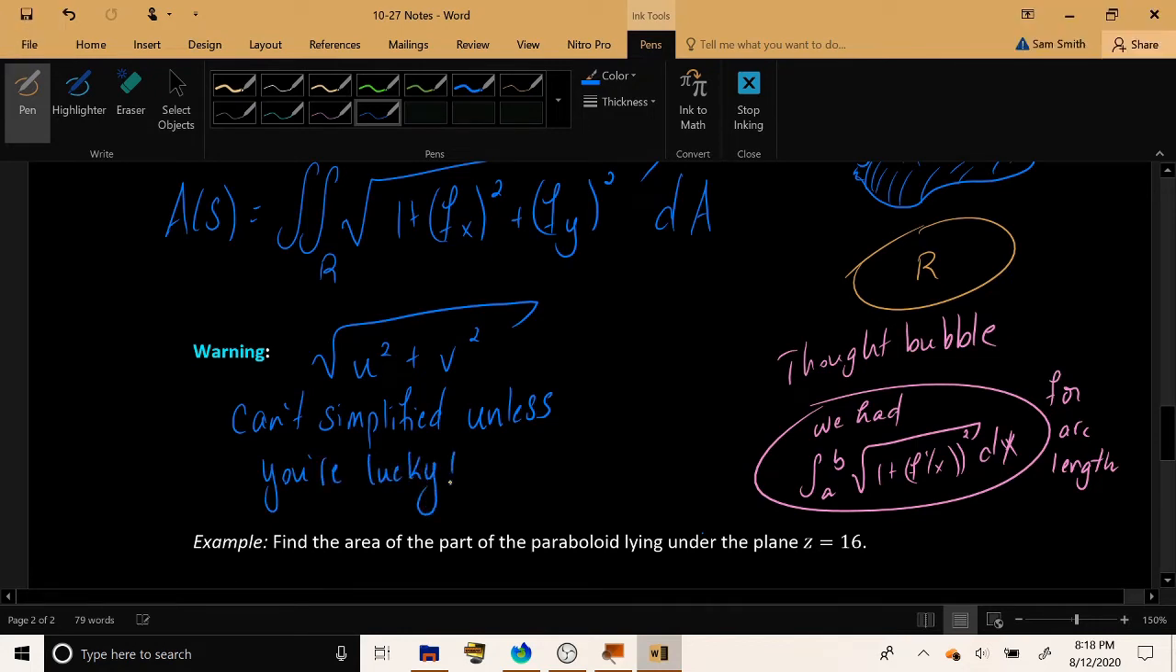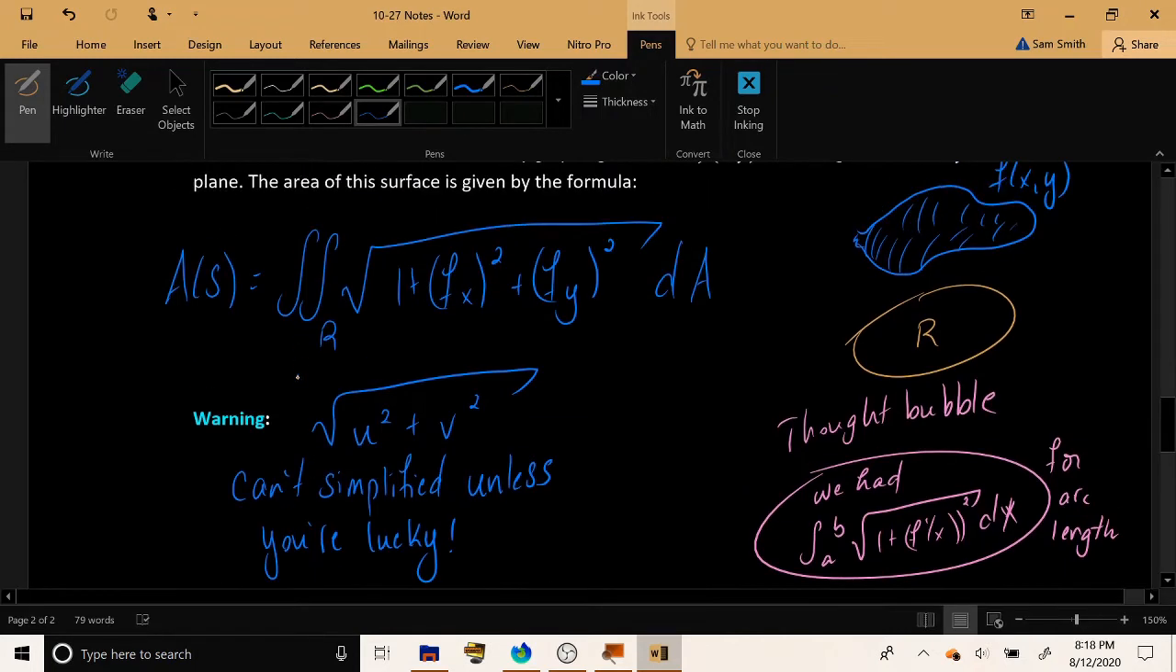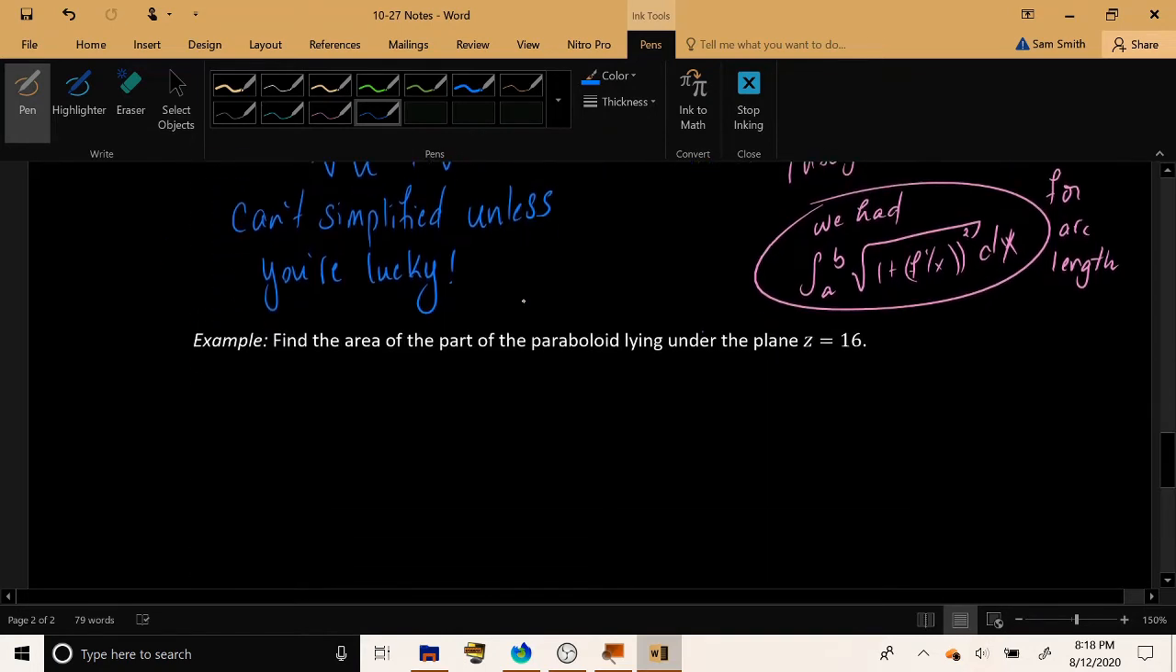So in general, these integrals are pretty hard to calculate, and the problems that you will encounter have been manufactured, I will say, contrived, to make them actually possible, because there has to be some trick that you can use in order to take 1 plus f sub x squared plus f sub y squared and actually manipulate it and work with it until you get to a point where you can actually calculate this integral. Let me give you an example.